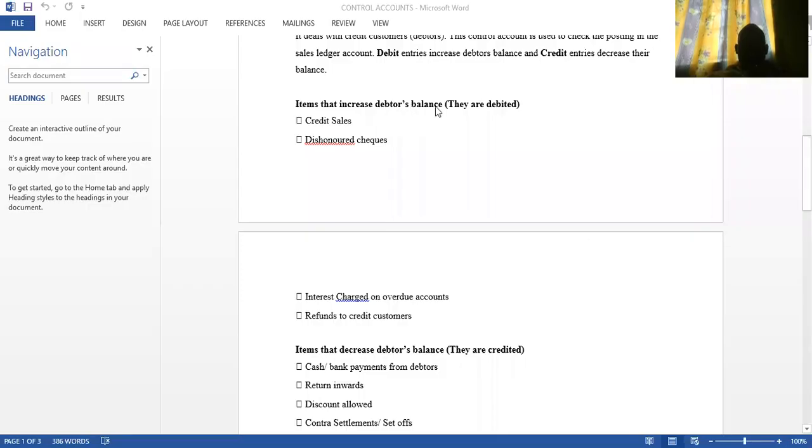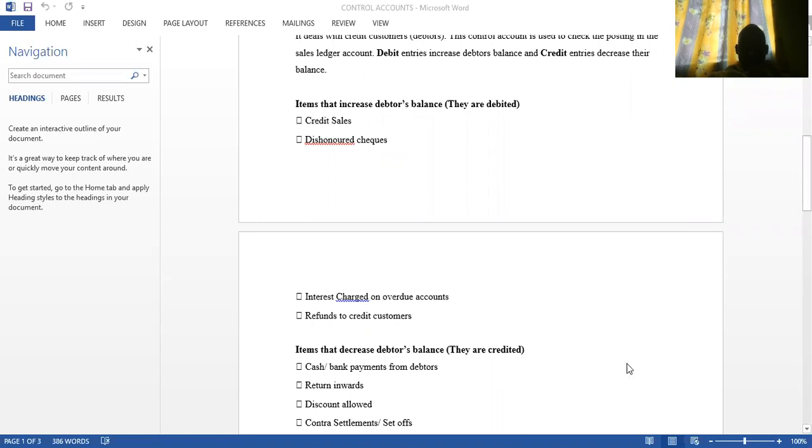And sometimes you will find that the amount that we refund is going to increase the amount that we are going to receive in total. So what learners need to know at this particular point in time is that those items that increase the debtor's balance are all supposed to be debited.